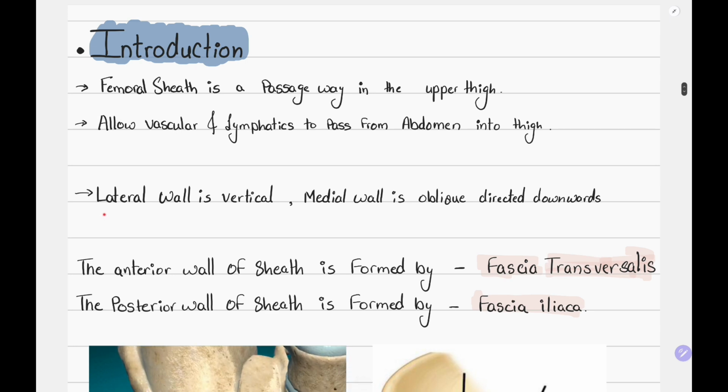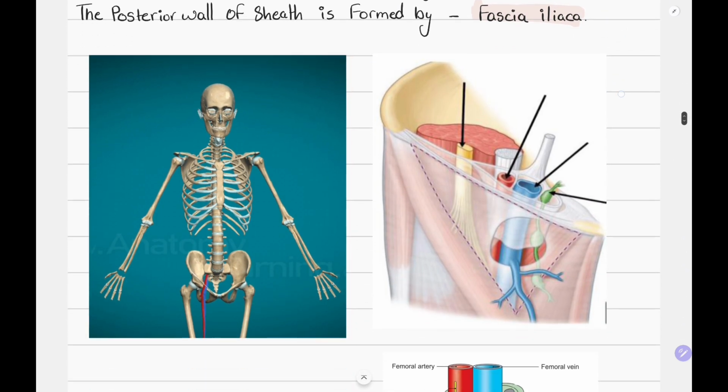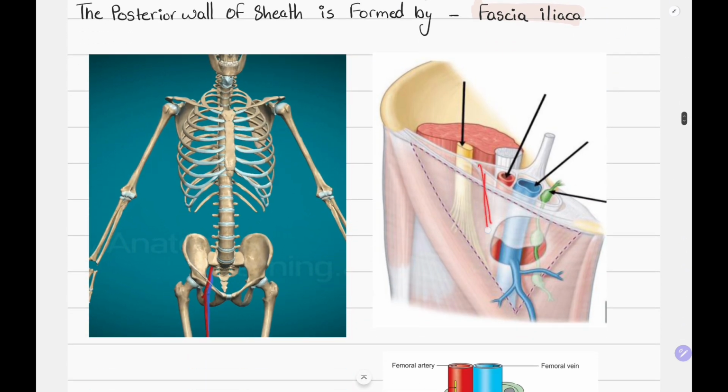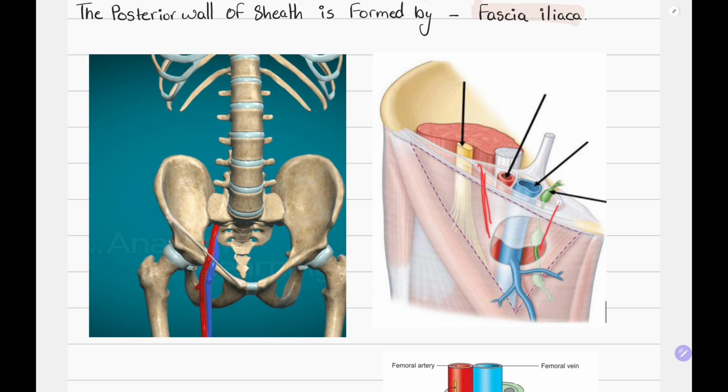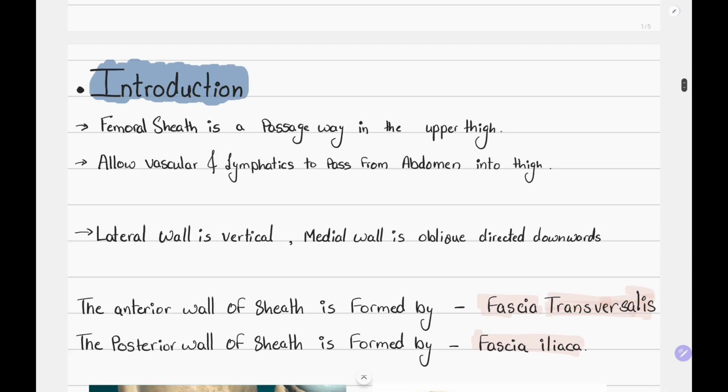For the femoral sheath, the lateral wall is vertical, and the medial wall is oblique and directed downwards. Once again, this femoral sheath encapsulates the vascular and lymphatic structures that pass from the abdomen to the thigh.